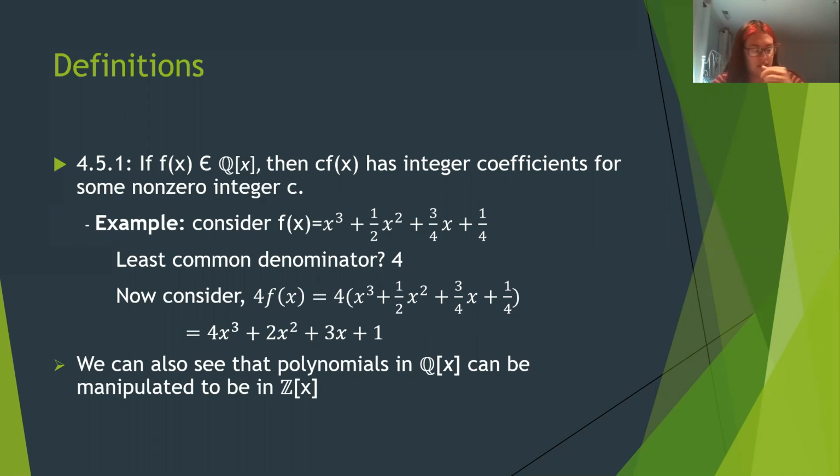Now, moving forward with definitions, we'll begin with 4.5.1, which states, if f of x is in Q of x, then c times f of x has integer coefficients for some non-zero integer c. Now, we'll move forward with an example. So consider f of x equals x cubed plus 1/2 x squared plus 3/4 x plus 1/4. What's the least common denominator? It's 4. So we'll multiply all the terms by 4, and we end up getting 4x cubed plus 2x squared plus 3x plus 1. So now we can see that polynomials in Q of x can be manipulated to be in Z of x.